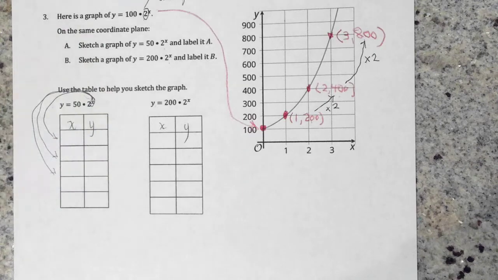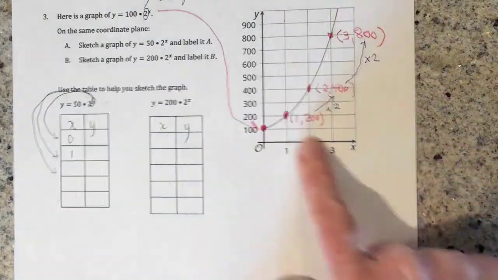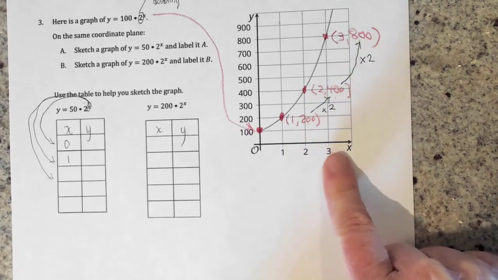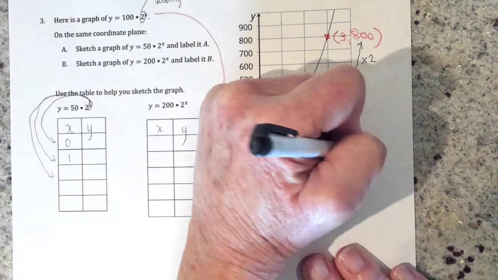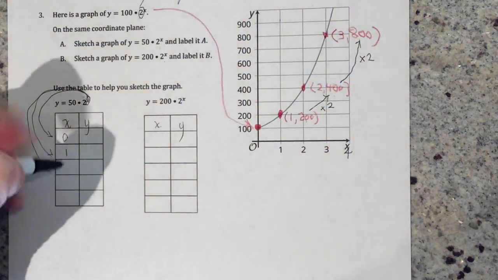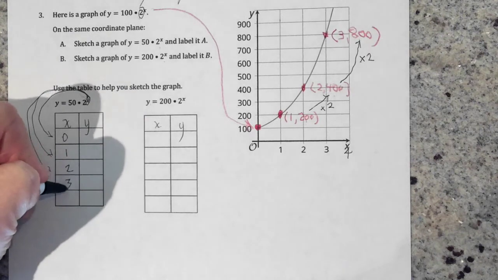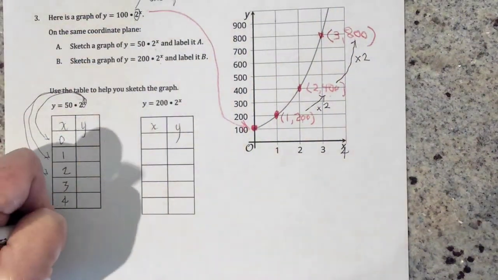So what values am I going to use? 0 and 1, because I'm looking at my graph, I only have 1, 2, and 3. I could actually put 4 and 2 if I wanted to. So I'm going to go ahead and do that. So I'm going to go ahead and use 0, 1, 2, 3, and 4. And I'm going to show you the math behind it just to give you a review.